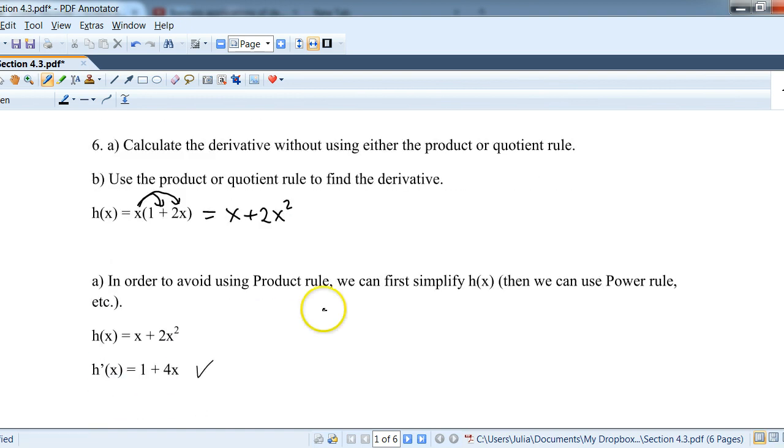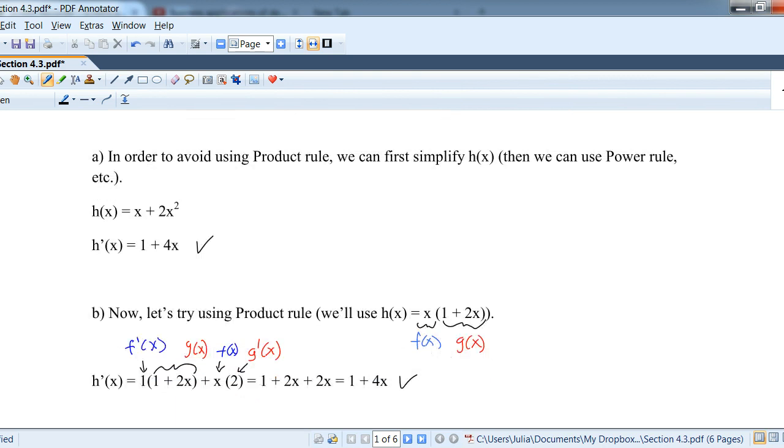So if we do avoid it, notice how I've multiplied it: x plus 2x squared. We take the derivative. Derivative of x is 1. Derivative of 2x squared is 4x. So we get 1 plus 4x. Now, what if we try the product rule?